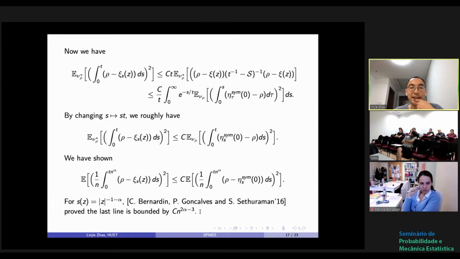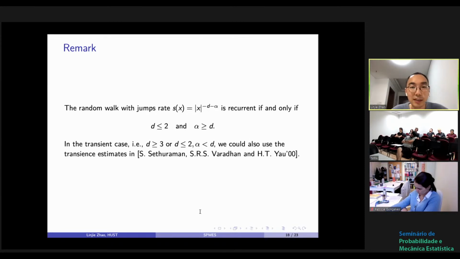Okay, above is the main idea of the proof. And this is the final remark about the proof. If we consider the random walk with jump rate s, that is |x|^(-d-alpha), we know that the random walk is recurrent if and only if d is equal to 1 or 2 and alpha is larger than d. And in the transient case, that is if d is larger than 3, or d is smaller than 2 and alpha smaller than d, then we could also use the transient estimates in this paper to prove the result, but only in the transient case.